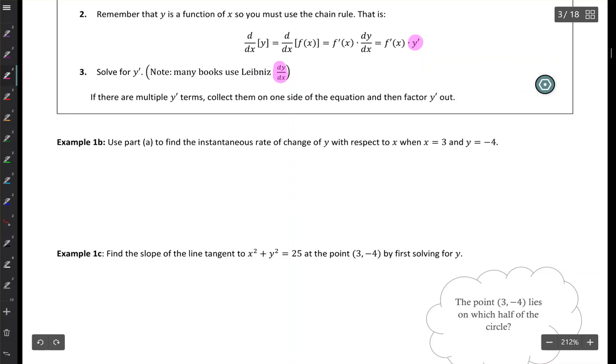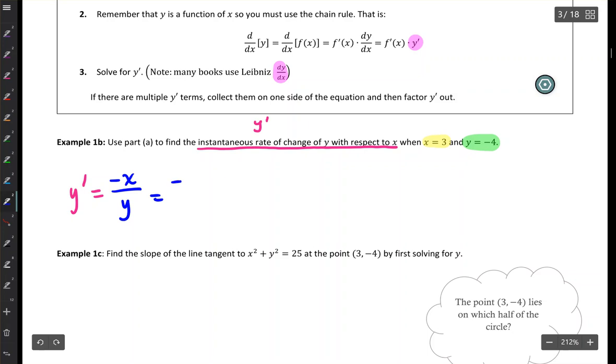All right, that said, example 1b. So we're going to use part A, the work that we did in the previous video, to find the instantaneous rate of change of y with respect to x. That's code for go find y prime, dy dx. And we're trying to find that instantaneous rate of change at a particular point when x is 3 and when y is minus 4. So in example 1a, we found that y prime was minus x divided by y.